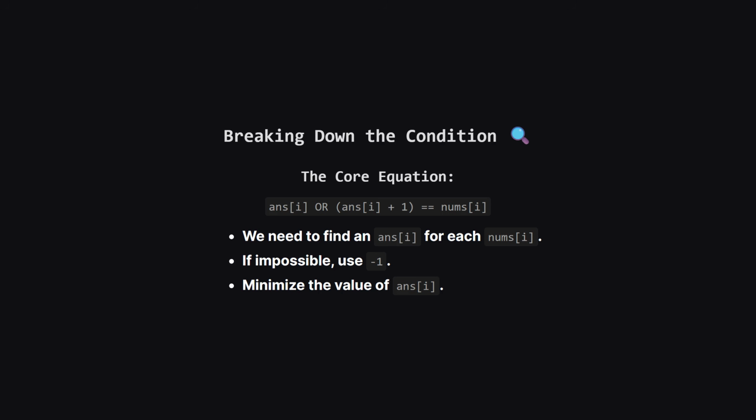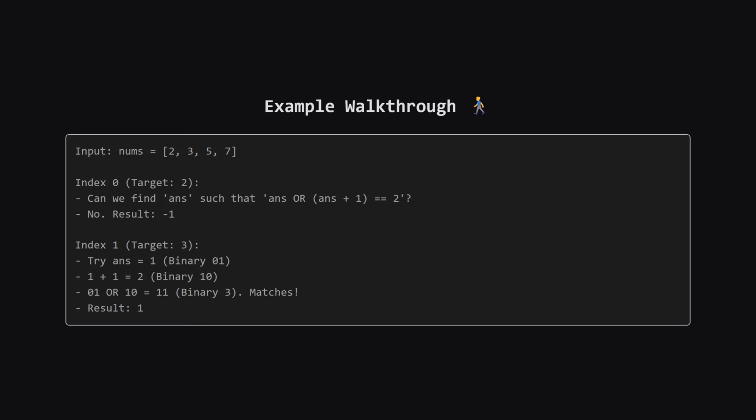Let's focus on this specific condition. We need to find a number, let's call it ans, such that when we OR it with ans plus 1, we get our target prime number. If it's impossible to find such a number, we return -1, and if there are multiple options, we want the smallest possible ans. The key to solving this is understanding what adding 1 actually does to the bits of a number. Let's walk through the first example to see this in action.